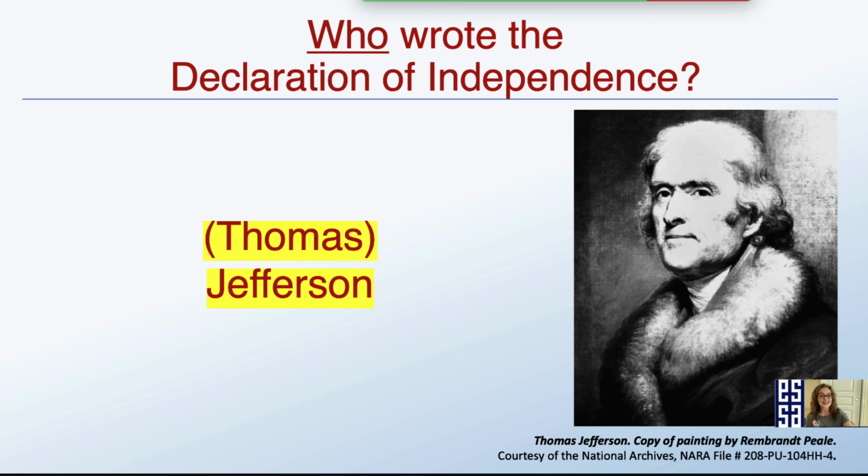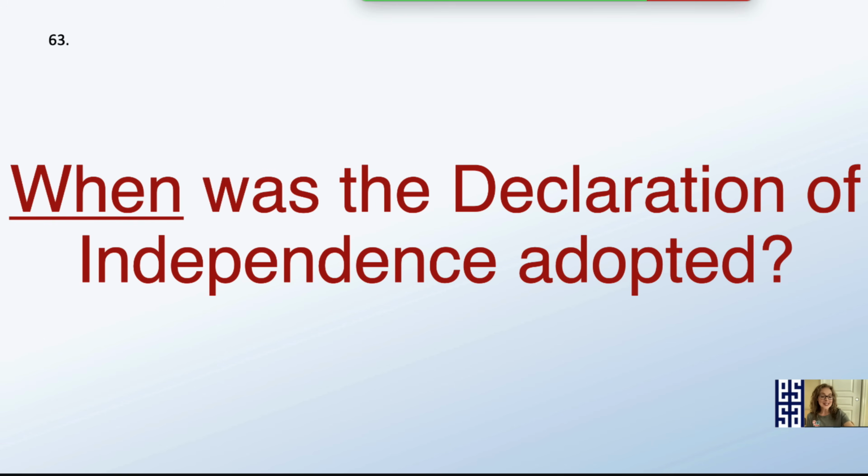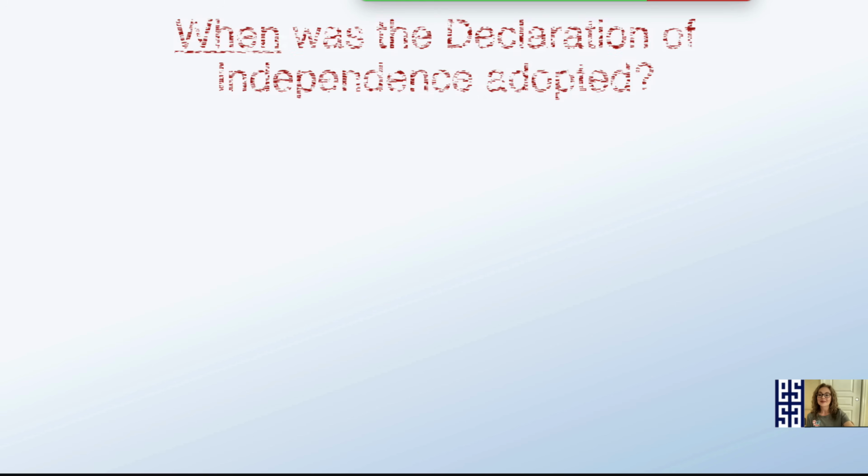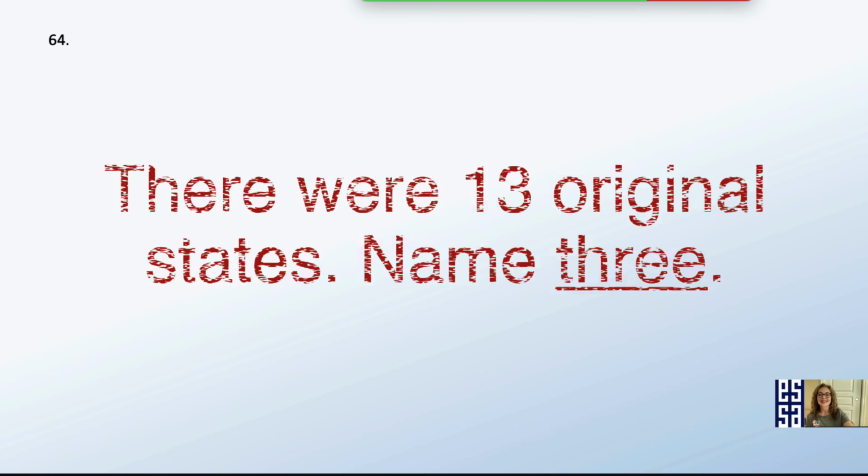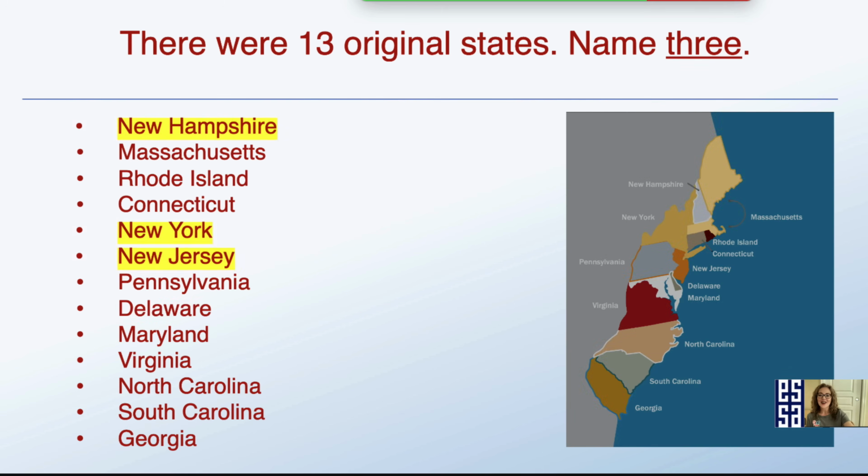Thomas Jefferson. When was the Declaration of Independence adopted? July 4th, 1776. There were 13 original states. Name 3. Here we are, all 13. I chose New Hampshire, New York, and New Jersey.